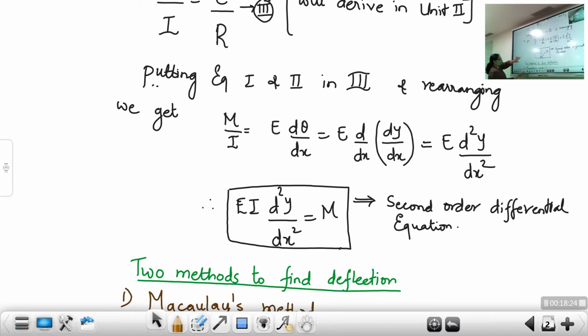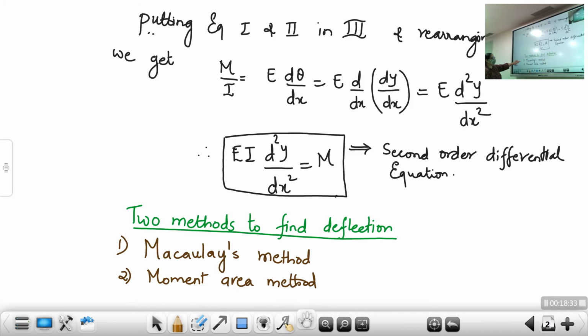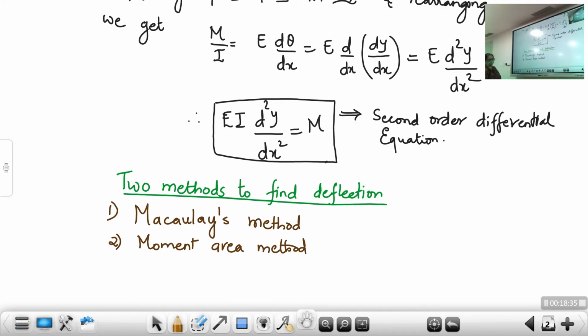So this second order differential equation we will then later use, and we will find the deflection using Macaulay's method. And the second method that we will be using is moment area method, which will be explained later. With this I end my first lecture.